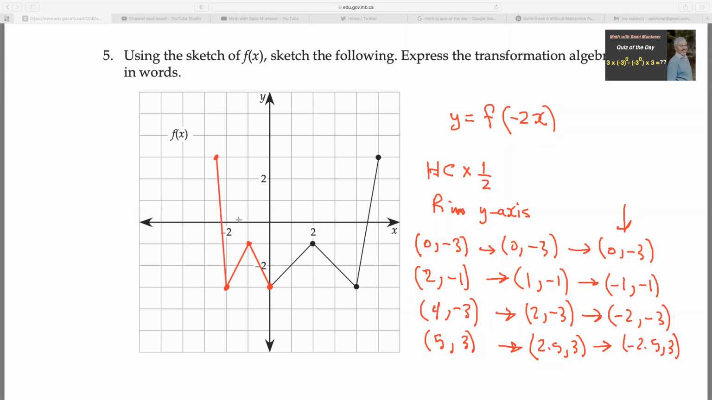So as you see, it's reflected over the y-axis, and also it's compressed by a half. Yeah, so this is that for this. And we'll move on to the last thing.